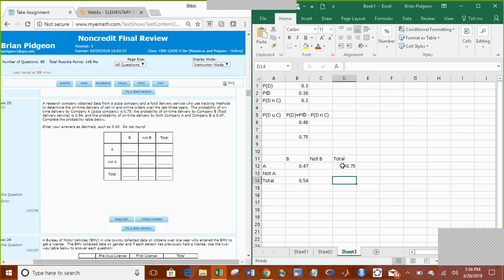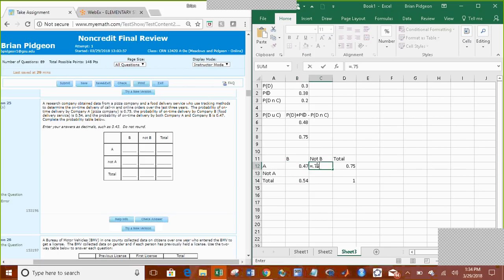But what you also need to notice and be able to fill in right away is the fact that all probabilities add up to 1. So that's what the total always has to be. So every row, so this row adds up to 0.75. This column has to add up to 0.54. So we can find these values.